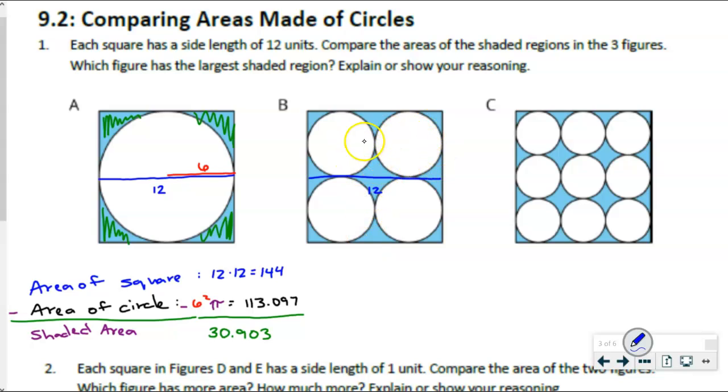The area of the square, is it changing? No, it still is going to be that 12 times 12, which is equal to 144. Now, it said before we were going to find the area of the circle and subtract it. What am I going to do now? What am I going to do for this now? I don't have just one circle, so what am I going to do, Luke?